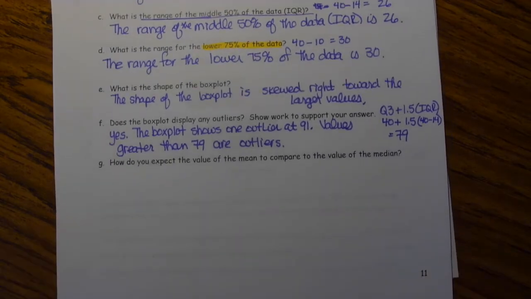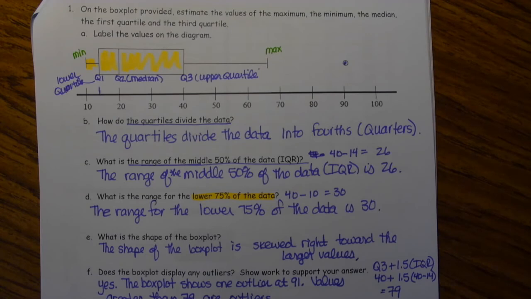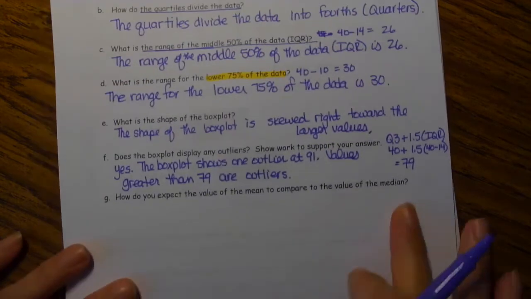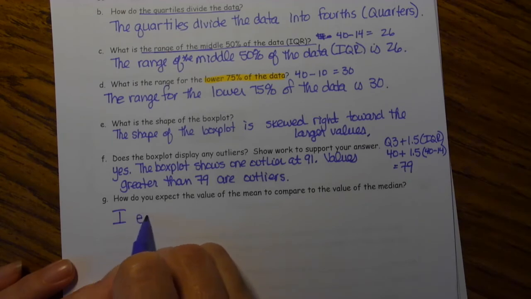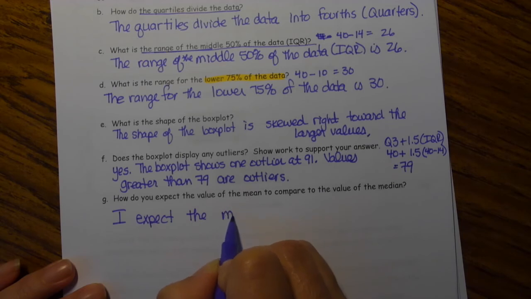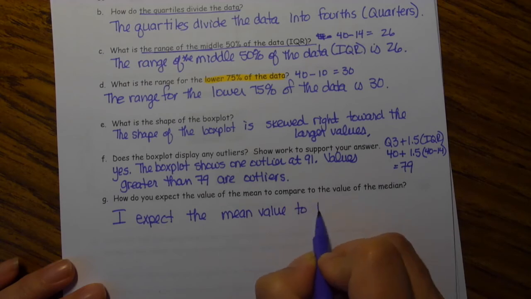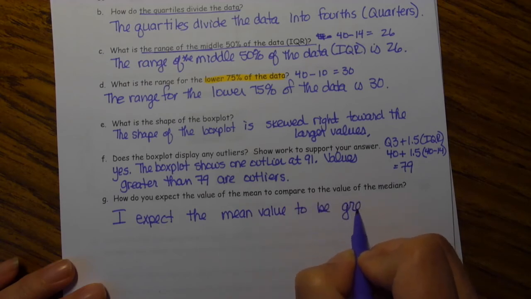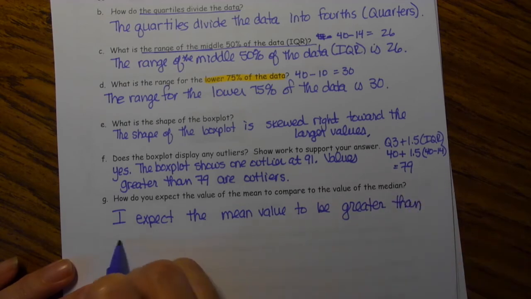How do you expect the value of the mean to compare to the value of the median? Would the mean be the same, higher or lower? Higher, because it's skewed to the right. So it says, how do you expect? So I would say, I expect the mean value to be greater than the median value.